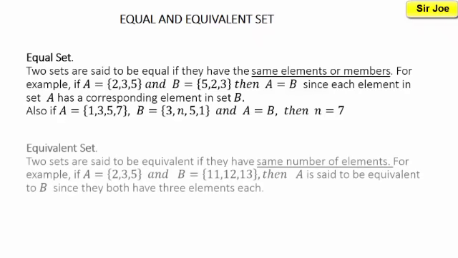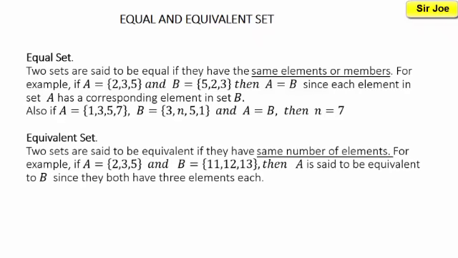Now let's go to equivalent set. Equivalent set is different from equal set in some way. Two sets are said to be equivalent if they have the same number of elements. Please take note: same number of elements. In the equal set, it's the same elements. The elements are the same. But in equivalent set, it is saying that they have the same number of elements.